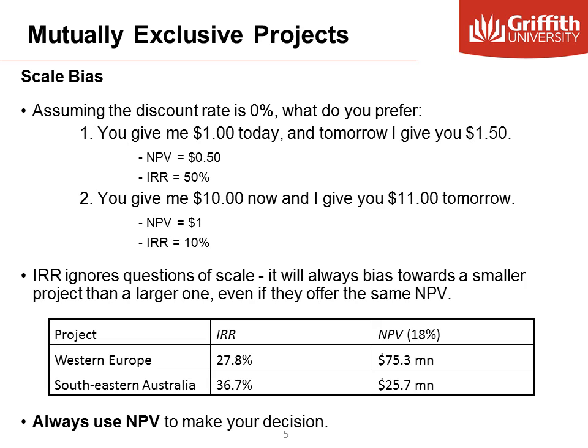We said we should accept the investment with the higher NPV, Project 2, and the higher IRR, Project 1. But we must choose only one, we can't have both. Everyone will agree that it's the second project that has a greater value and should be selected, even though the internal rate of return of the first project is greater. The inconsistency arises because the IRR ignores the questions of scale. It will always bias towards smaller projects than larger ones, even if they offer the same NPV.